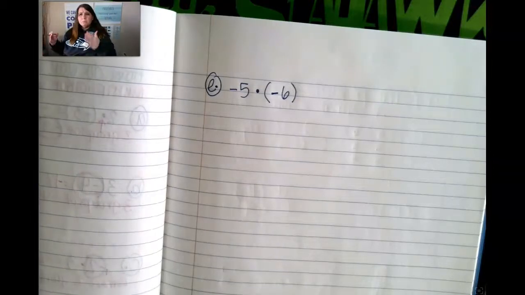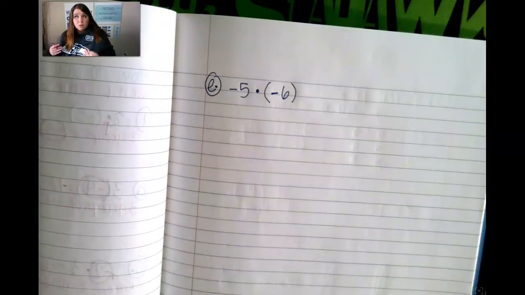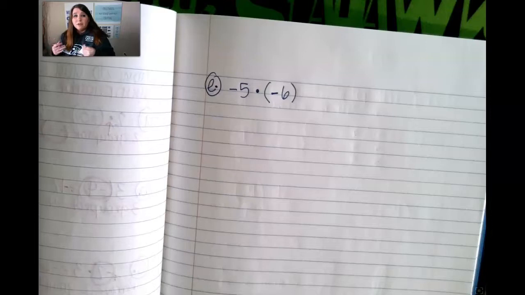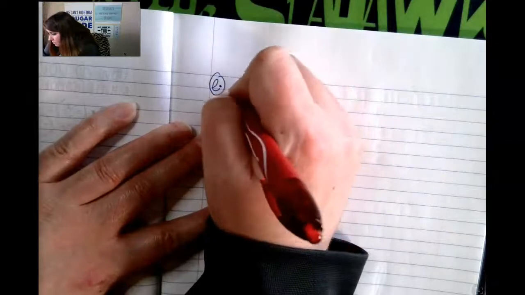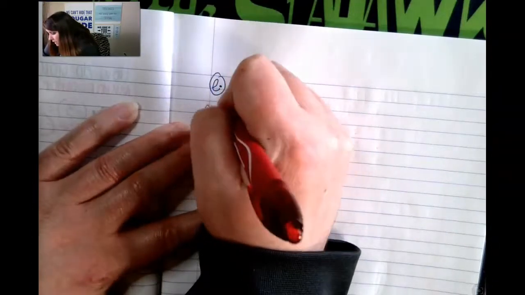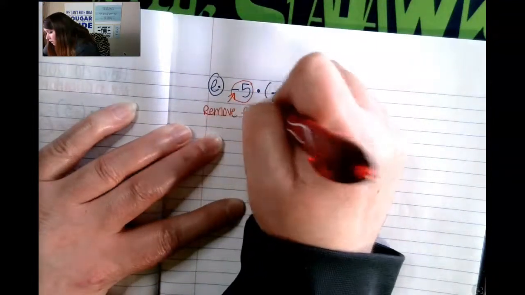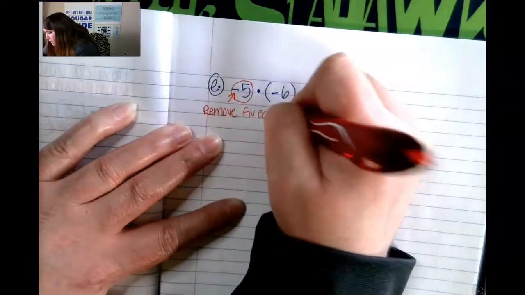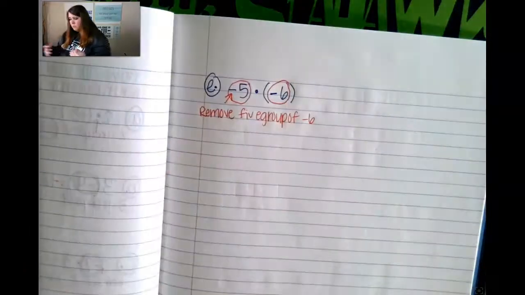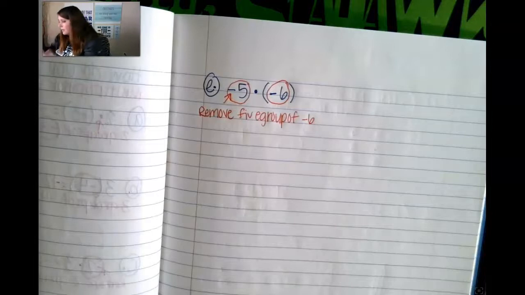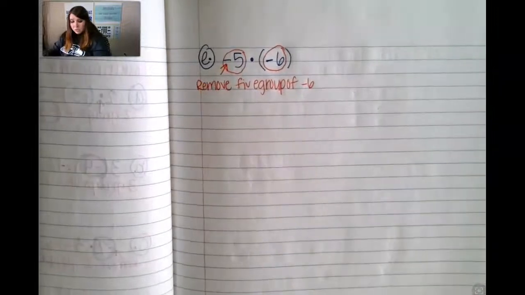This wants me to remove 5 groups of -6. That's what I'm trying to say. So this is a negative, and that symbol right there means to remove. Remember, the negative is remove. 5 groups of -6. So I need to remove groups of -6, and I have nothing on my board right now to remove. So I need to put some stuff on my board so that I can remove it.